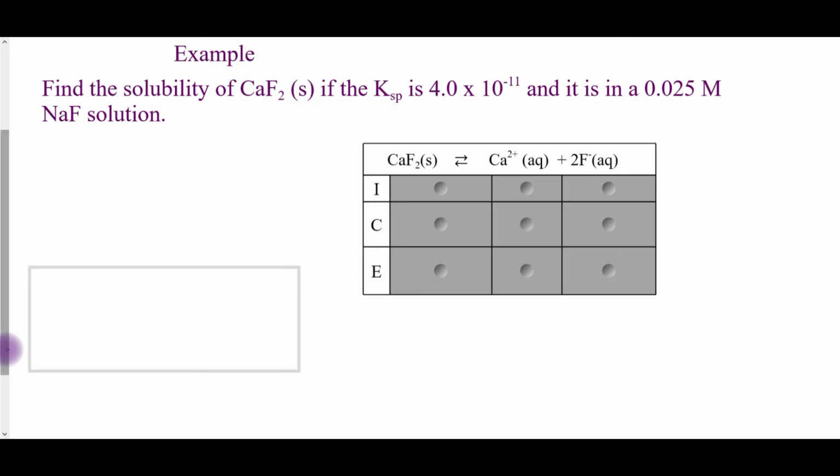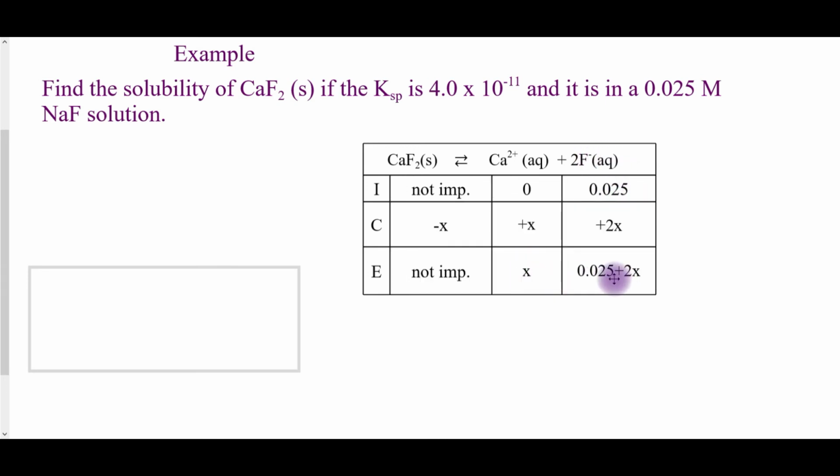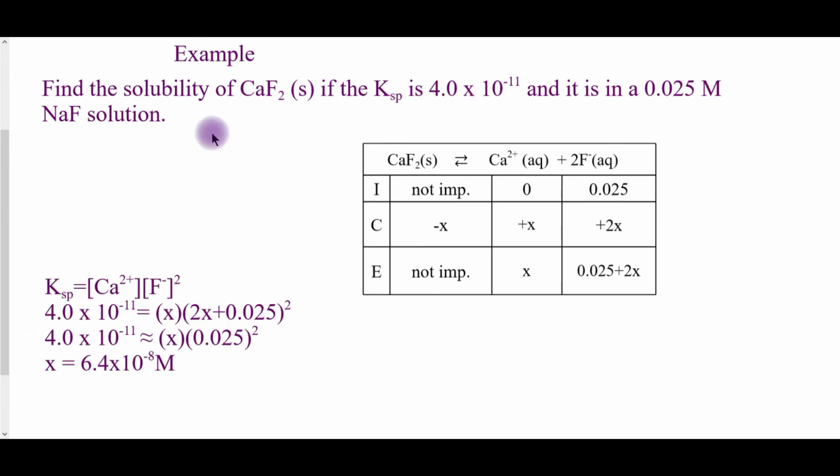In this example, calcium fluoride is being dissolved in a sodium fluoride solution. Putting in the values, we have something here for our 2 fluoride ions. Now we have the values to plug into our equilibrium expression. We substitute in the KSP, solve for our solubility. It ends up being 6.4 times 10 to the negative 8th molar.